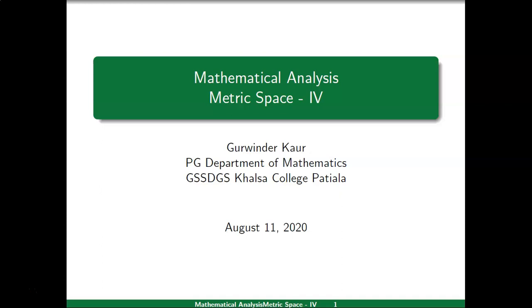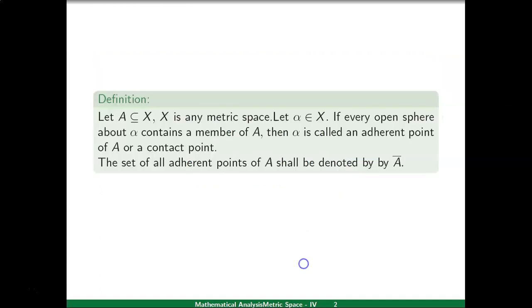In part 4 of metric space, we will study the definition of adherent point, isolated points, and accumulation point of a set.